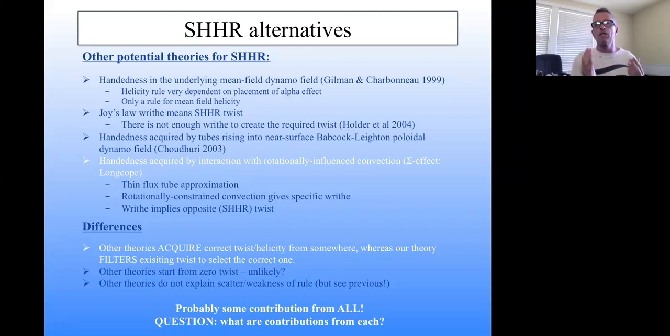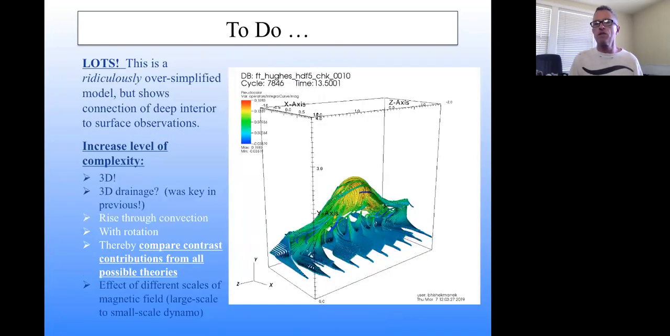There's a big difference between these other theories and our theory. Our theory is a filter. It says that certain helicities are filtered out and certain helicities are filtered in, whereas the other theories all tend to say, oh, helicity is acquired during transit. So these are different, and it'd be very interesting and entirely possible to try and figure out which is the dominant one of these things. So there's lots to do in this problem.